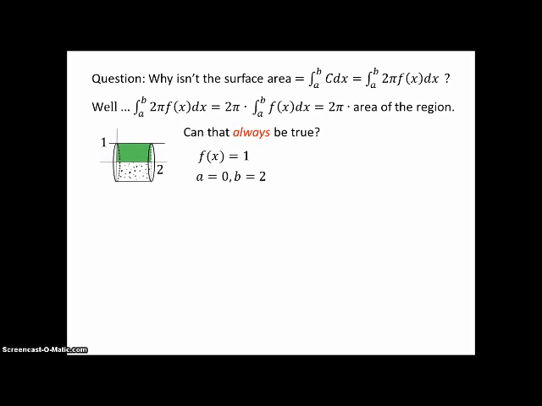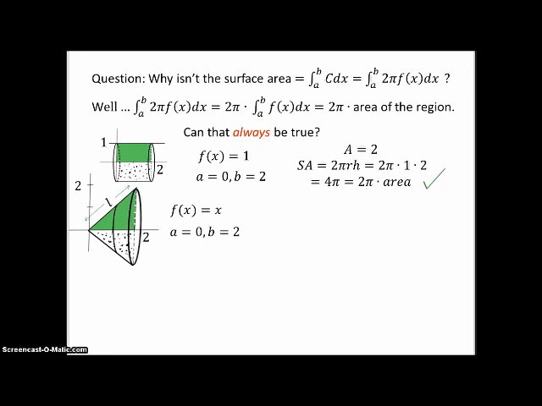Well, here's an example where it actually is. f of x equals 1, and we're going to use the area from 0 to 2, and then revolve that around the x-axis and look at the surface area. So the area is 2, and the surface area is, it's just a cylinder, so the surface area is 2 pi r h, and it's on its side, so r is 1 and h is 2. That makes the surface area 4 pi, which is in fact 2 pi times the area of the green region.